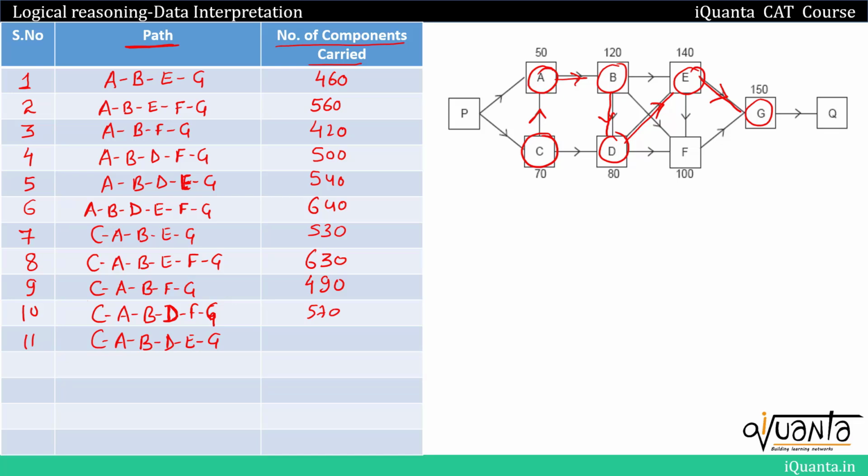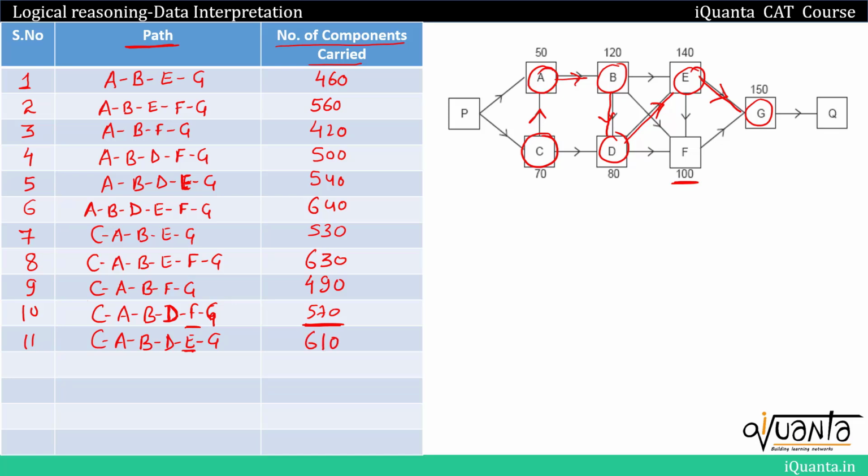So in the previous route, route number 10, we had C, A, B, D, F, G. In 11th one, we have C, A, B, D, E, G. So we just have to replace F by E. So the value of storage location F was 100. So we'll subtract 100 from 570. We are left with 470. Now we'll add the value of E. Value of E is 140. So 470 plus 140 becomes 610.